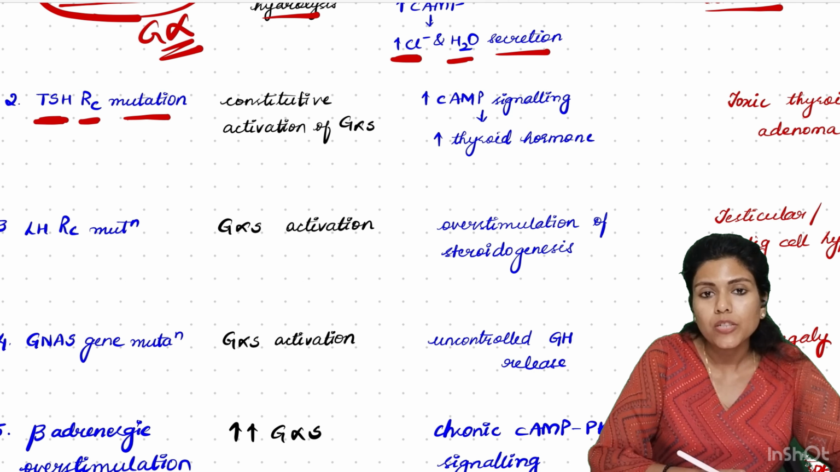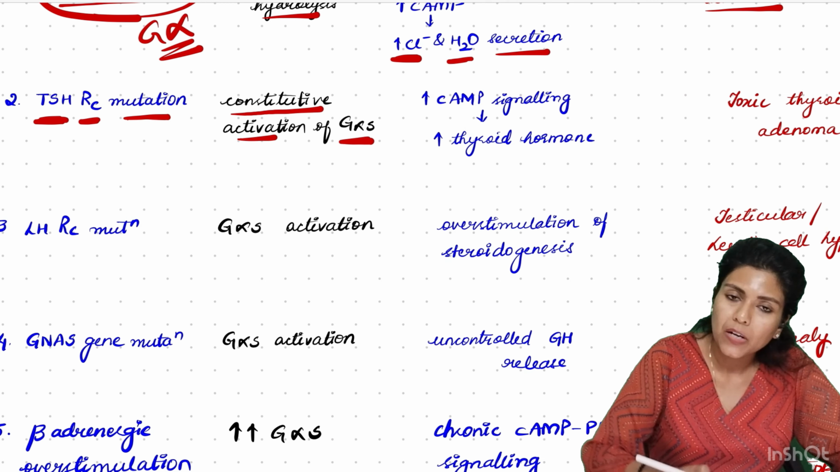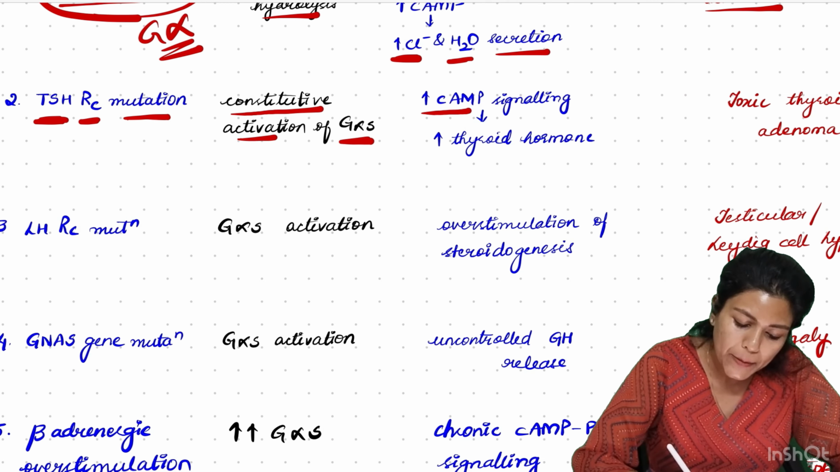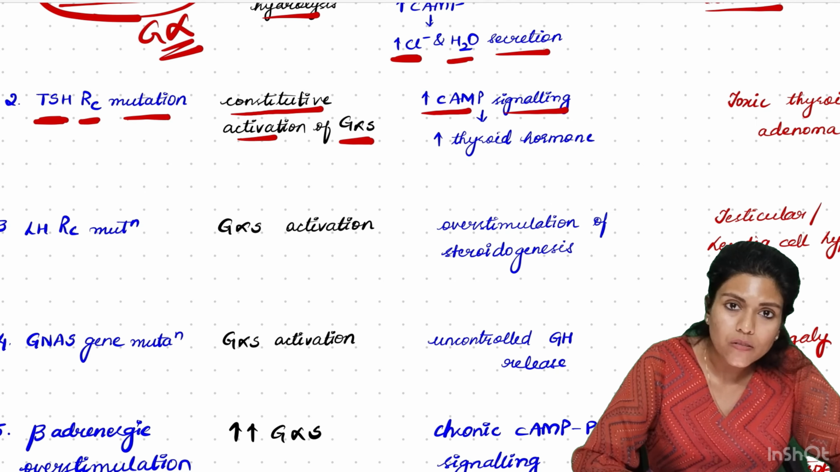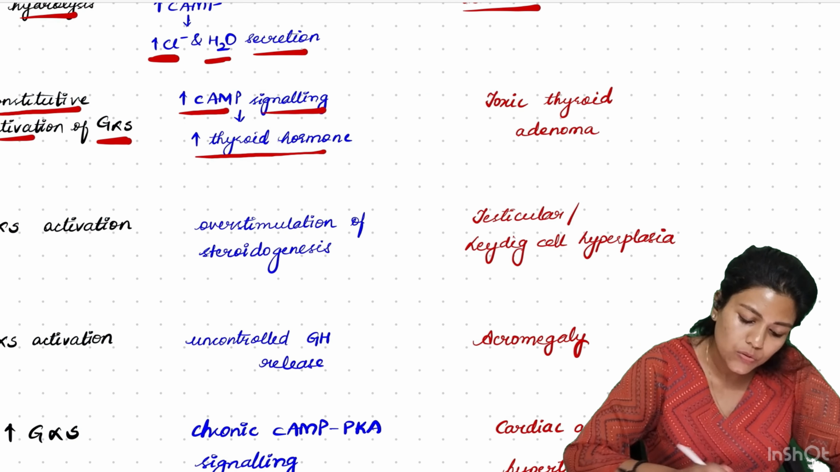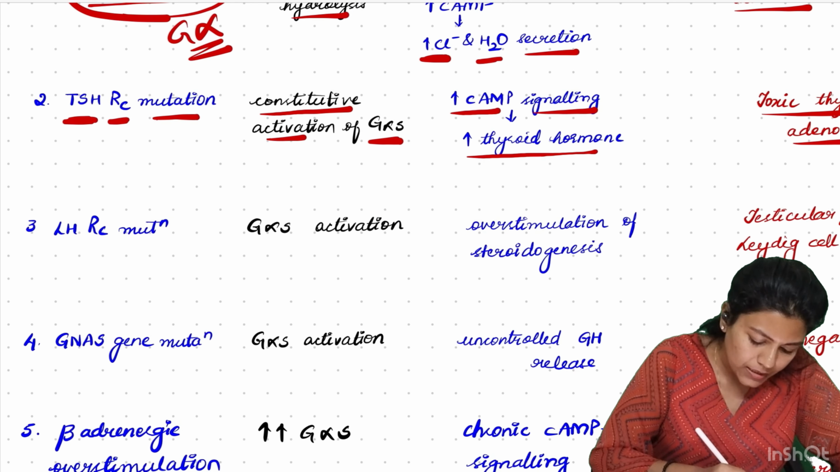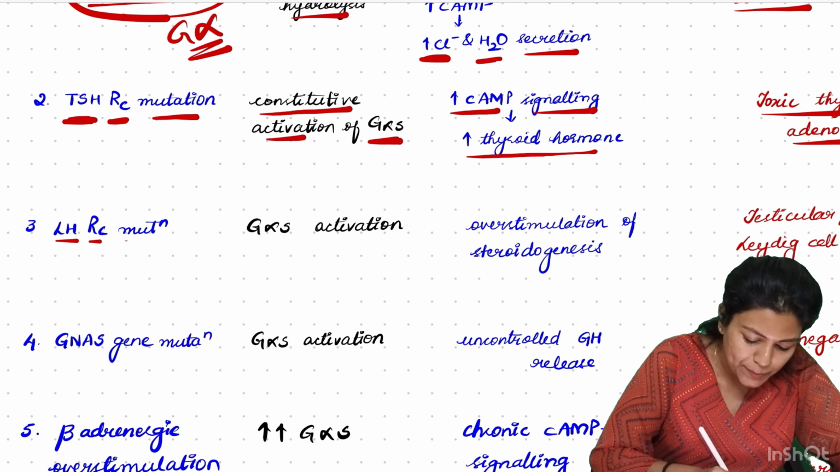Second example is the TSH, thyroid stimulating hormone receptor mutation. Because of receptor mutation, even in the absence of a ligand, the receptor is continuously active and continuous signaling occurs. So this constitutes activation of the G alpha stimulatory pathway. That means continuous cyclic AMP signaling occurs, because of which there is continuously increased thyroid hormone that will lead to toxic thyroid adenoma.